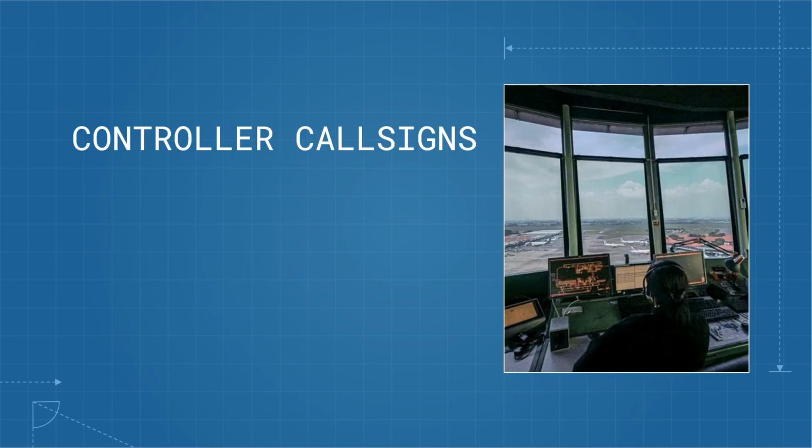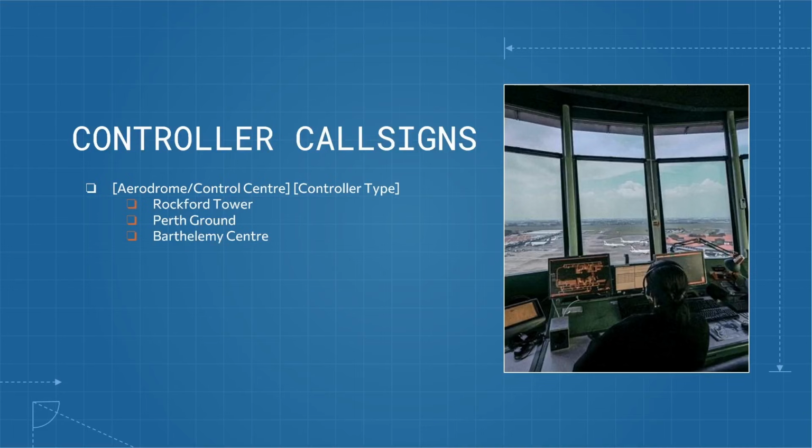Controllers also have to be referenced over the radio, so they too have call signs. Their call signs are much easier to understand as they always consist of the same format. They start with the aerodrome name or the name of the control center where the controller is based, followed by the type of controller they are. For example, Rockford Tower, Perth Ground, or Bartholomew Centre. If you are unsure about the different types of controllers, make sure to watch our video on the different types of controllers.